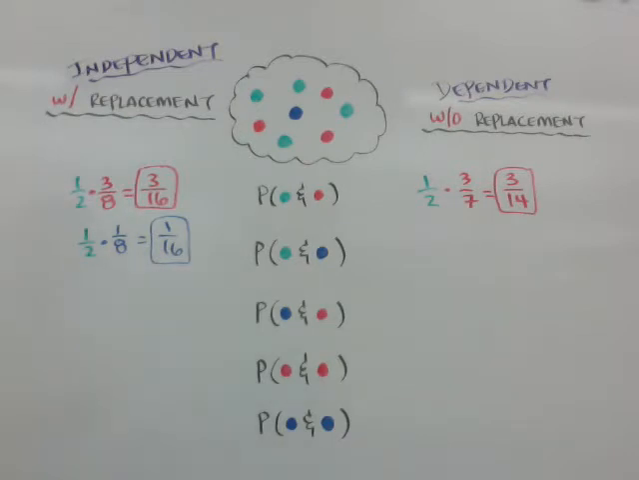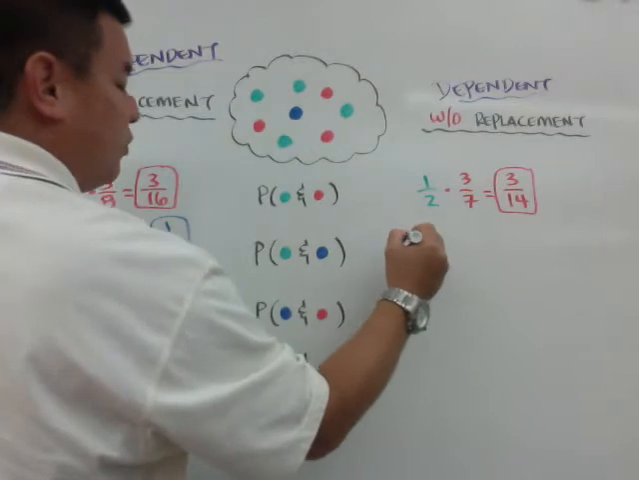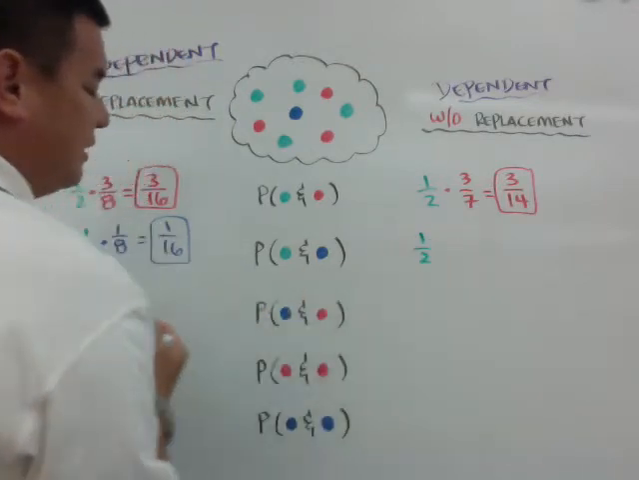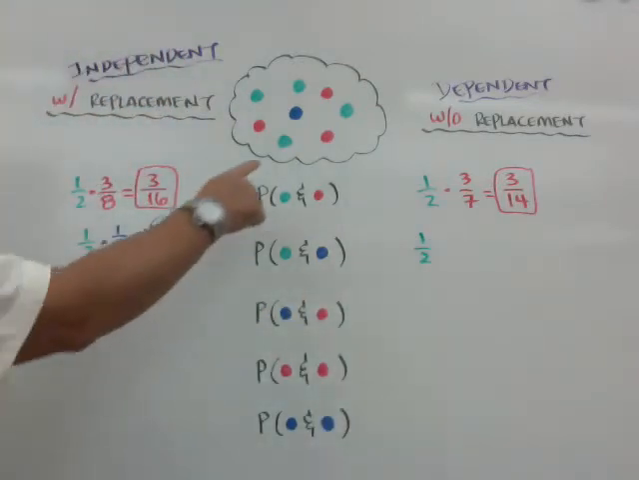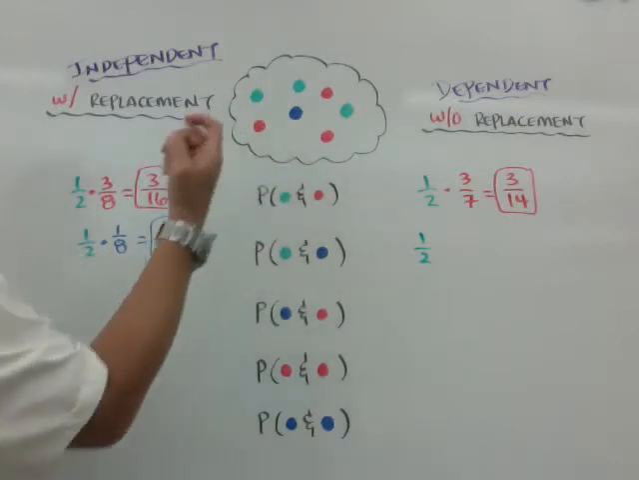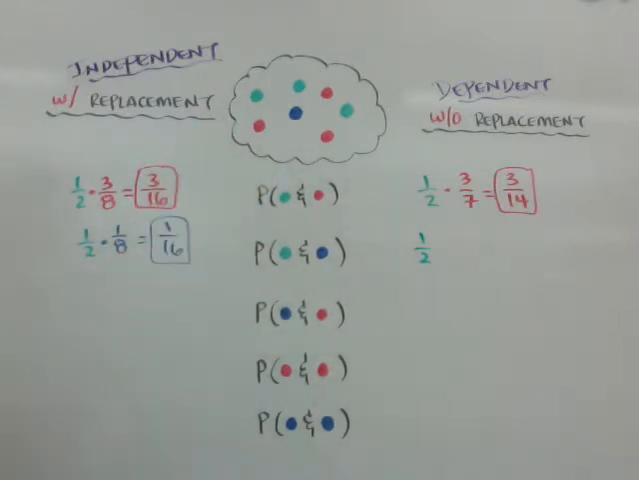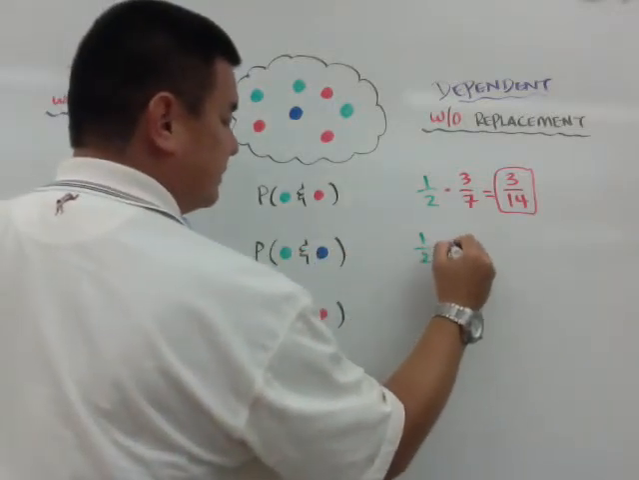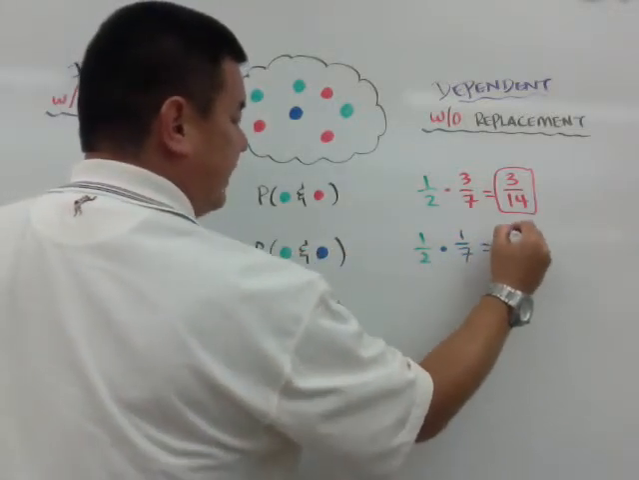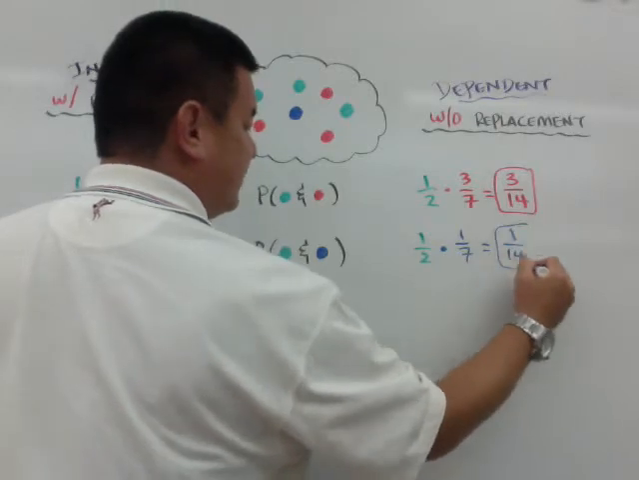Okay. When you do it here without replacing, again, 4 out of 8 is 1/2 for the green. And the blue, if you take the green out, so we're not going to replace it, we have to assume we took the green, the blue is now 1 out of 7. And so when I do that, I get 1 out of 14.